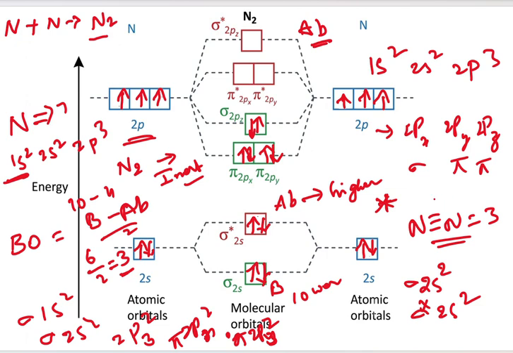Since the bond order is very high, the bond enthalpy is very high, so that's why the nitrogen molecule is more stable in the atmosphere, and it is diamagnetic because no unpaired electrons are present in the anti-bonding orbitals.